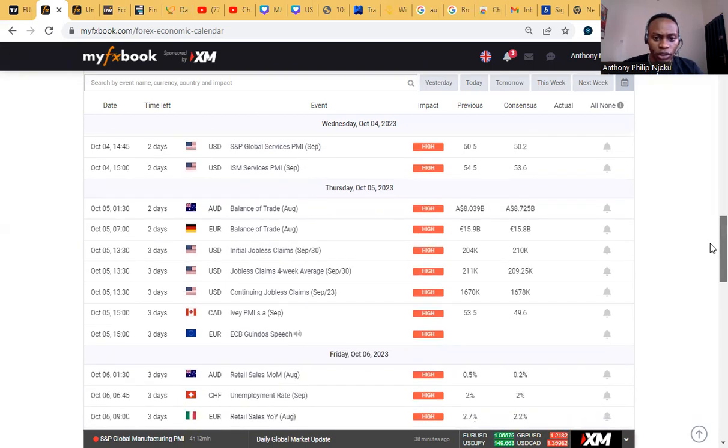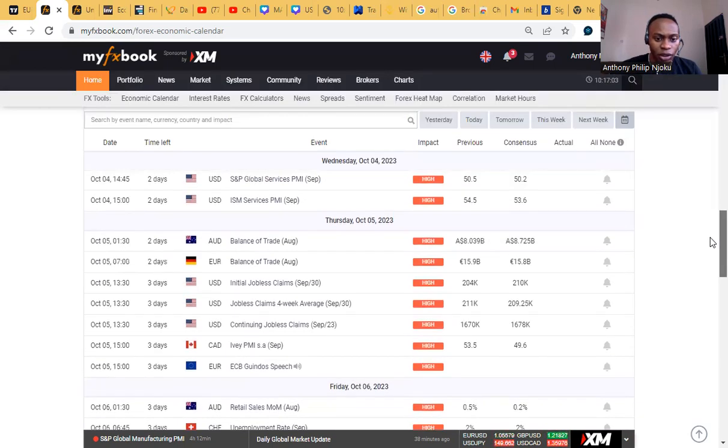Then on Thursday, we have balance of trade for the Australian dollar. It has to do with imports and exports. That's by 1:30 a.m. Then balance of trade in London session, import and export for the euro. Then by 1:30, initial jobless claims, those who claim that they don't have jobs. And ISM PMI for the Canadian dollar by 3, and then a Europe speech.